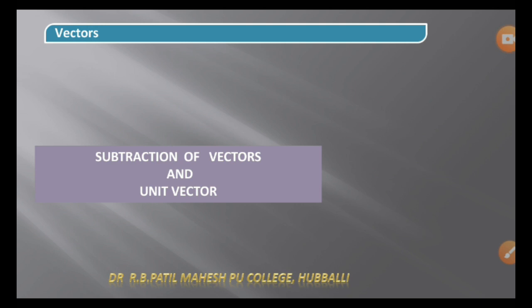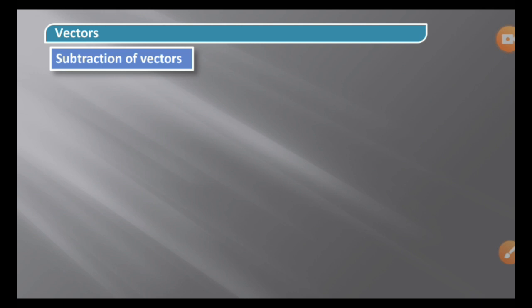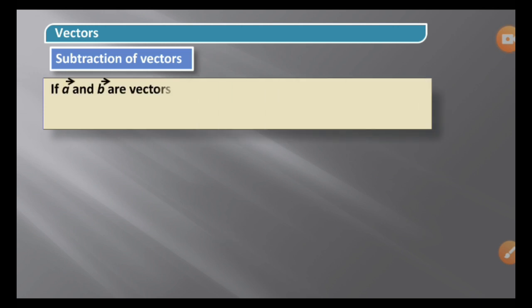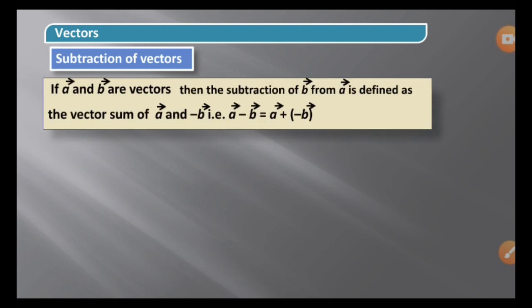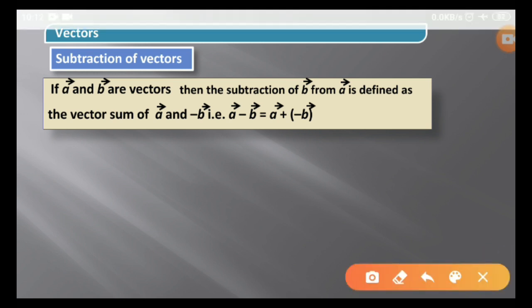Up to this point we have studied the addition of vectors. Now onward we will study the subtraction of vectors, and also discuss something about unit vectors. For subtraction of vectors, we get this concept from the statement: if A and B are vectors, then the subtraction of B from A is defined as the vector sum of A and minus B. So this can be written as A minus B is equal to A plus, in brackets, minus B.